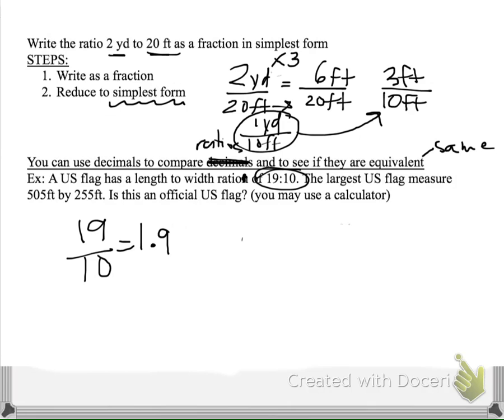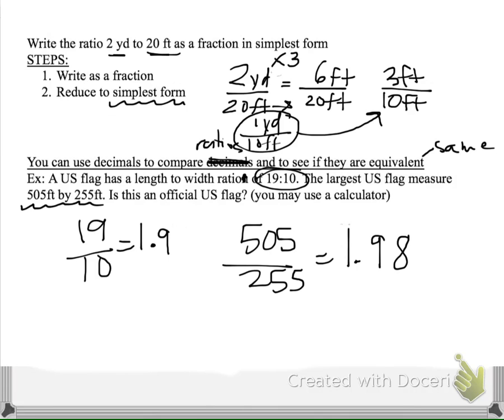So the largest U.S. flag was 505 compared to 255. I'm going to punch this into my calculator, 505 divided by 255. I get an answer of 1.98. So the question is, is this an official U.S. flag? The answer would be no. This one is my official. This one is a little bit bigger, so we know that the largest U.S. flag is not truly an official flag.